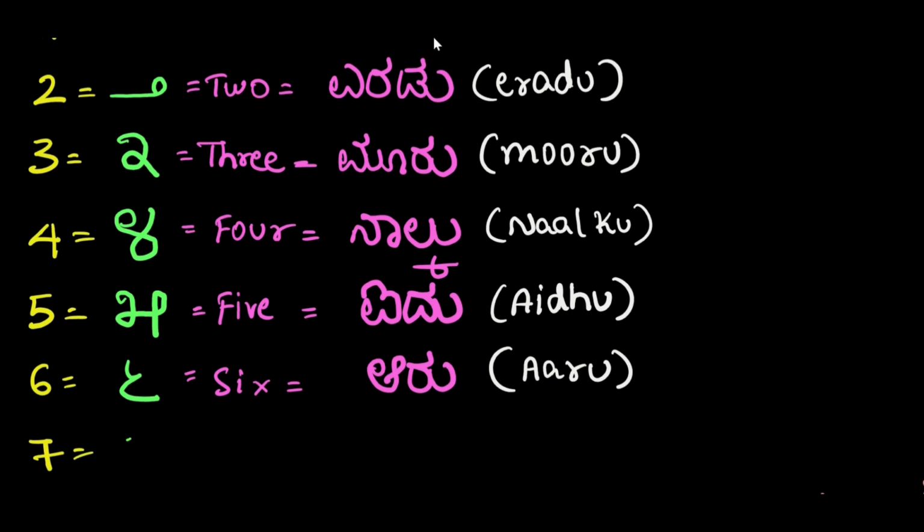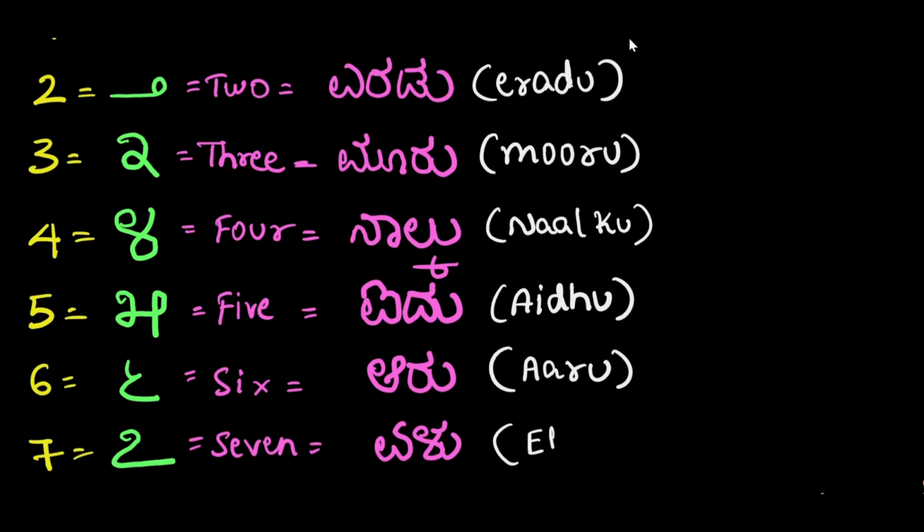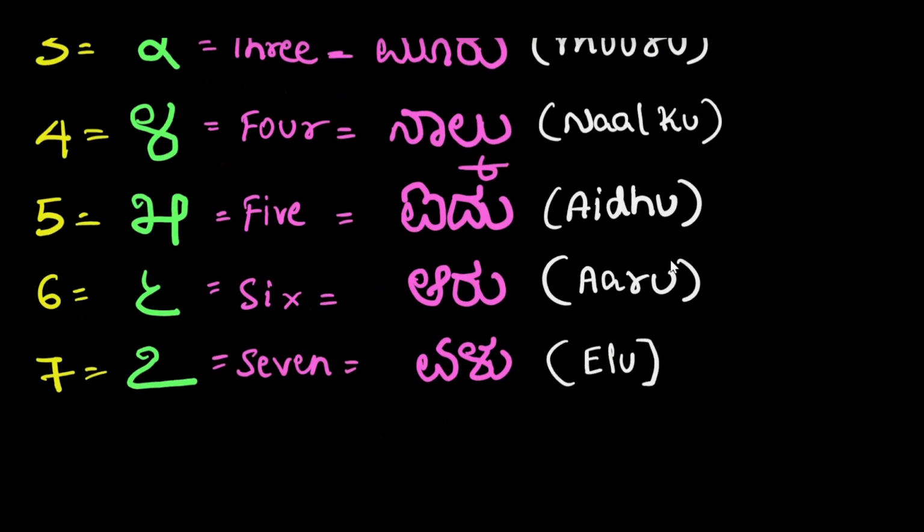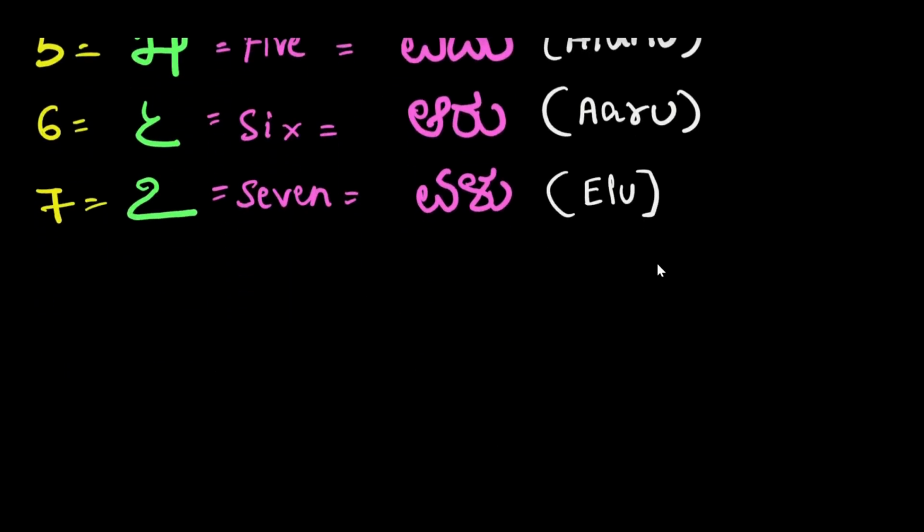7. How do you write 7 in Kannada? 7 is written like this. Okay, so 7 is known as Elu. Elu is 7.